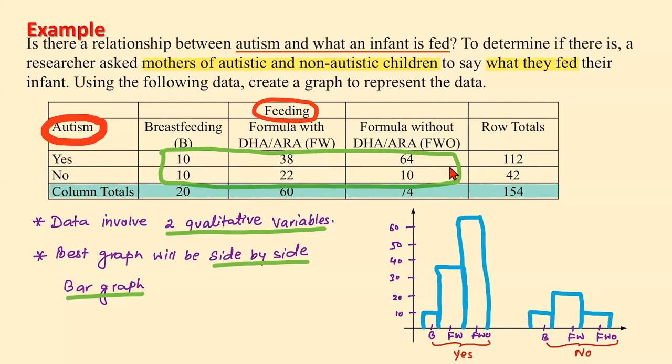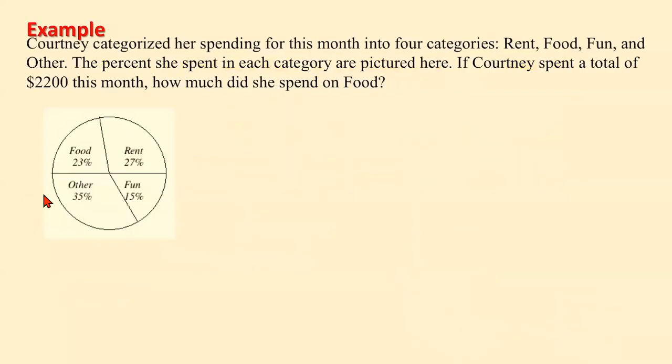So that's how we can create the side-by-side bar diagram to represent the data involving two qualitative variables. Here, as I told you, two variables were the feeding, what is fed, and then autism, whether they have autism or not. Okay, let's continue. We have a few more remaining. Next example here. This is based on the pie diagram, as you can see. So let's read through the problem and try to answer it.